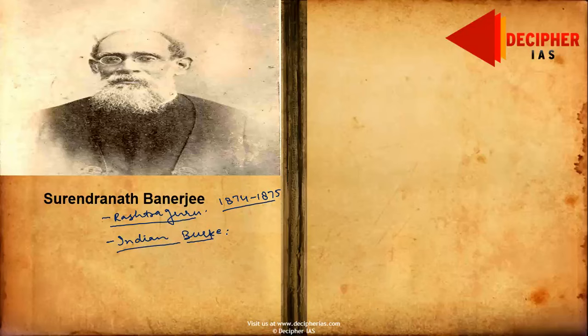In 1879, he founded the Bengali. This was his newspaper, which he started. He also founded the Indian Association, and through this association he agitated for political reforms. He convened the Indian National Conference in 1883, which merged with the Indian National Congress in 1886.